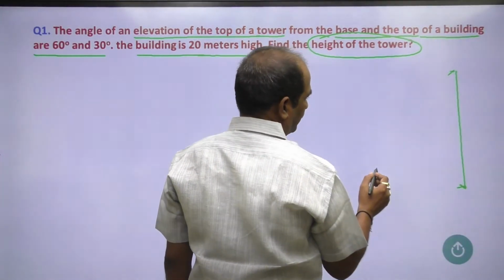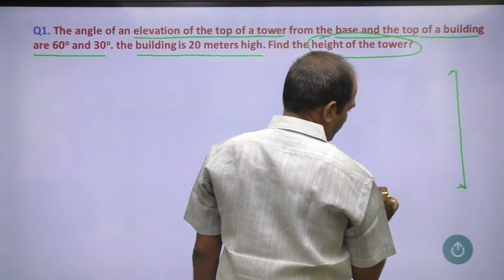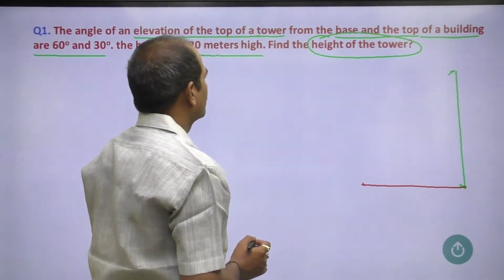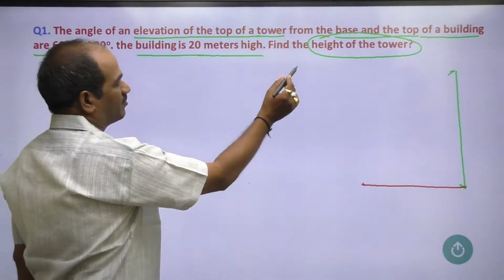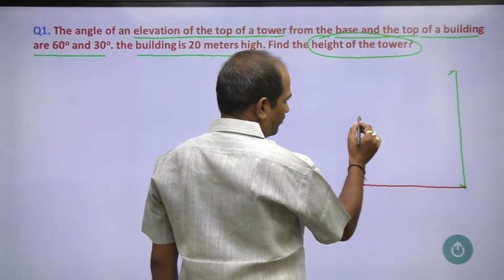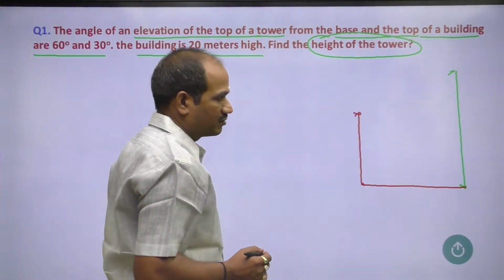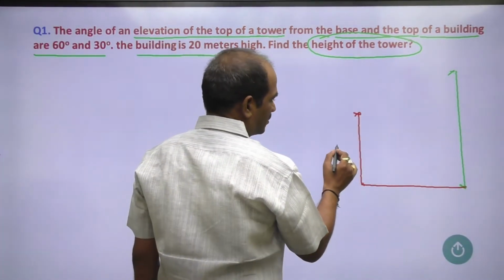See here, this is the tower. Next, this is the base. Here the height of the building is 20. This is the building, and this is 20 meters.